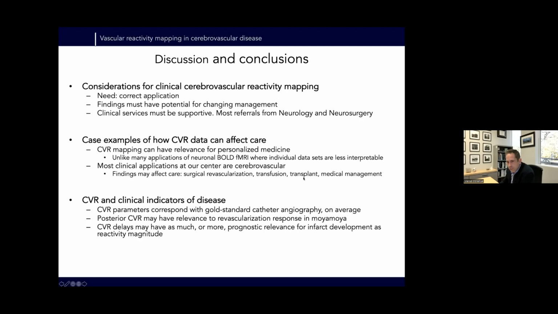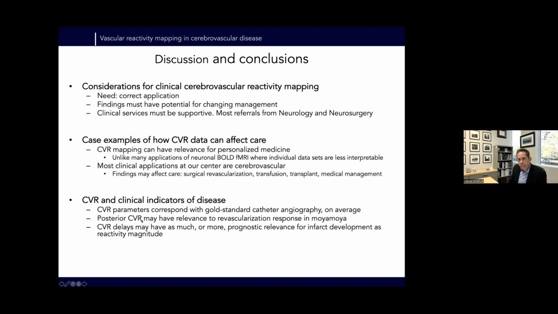We also do it in sickle cell to affect stem cell transplants and transfusions. So I didn't go into that today. And then also I showed some results of our ongoing clinical trials where we show that reactivity parameters can correspond with gold standard catheter angiography. So that can make it useful potentially for surveillance and whatnot, non-invasively.